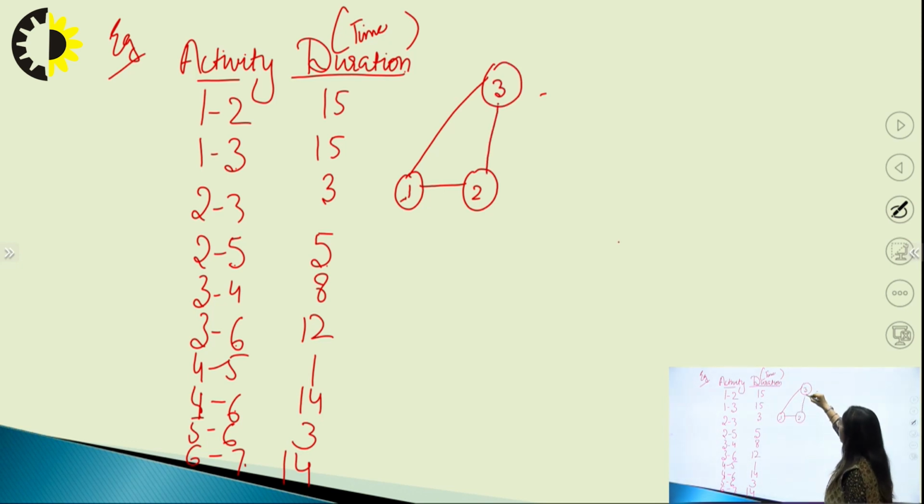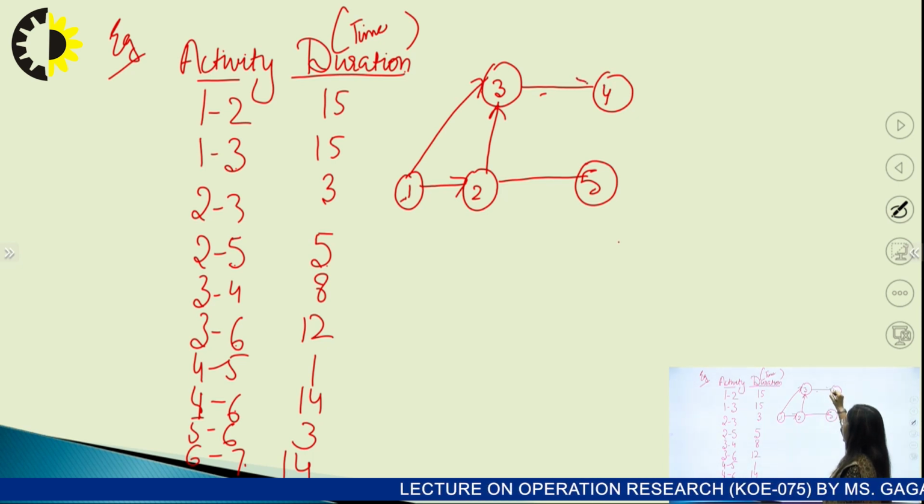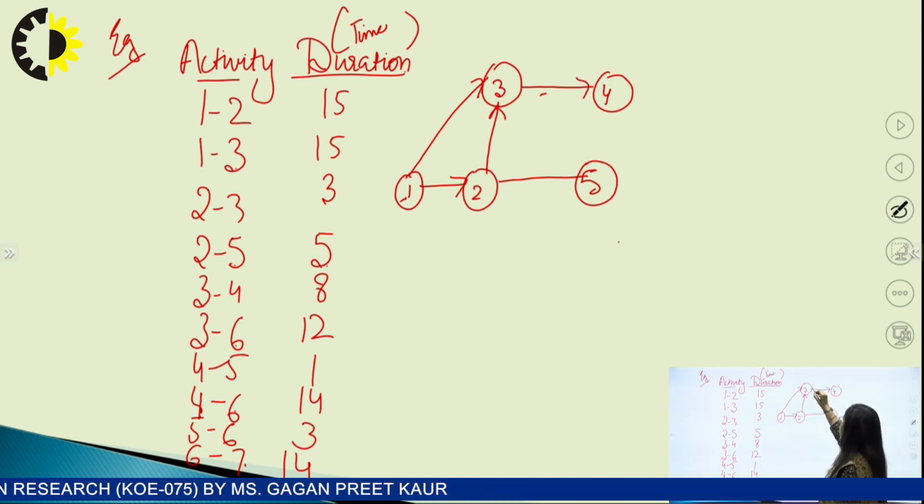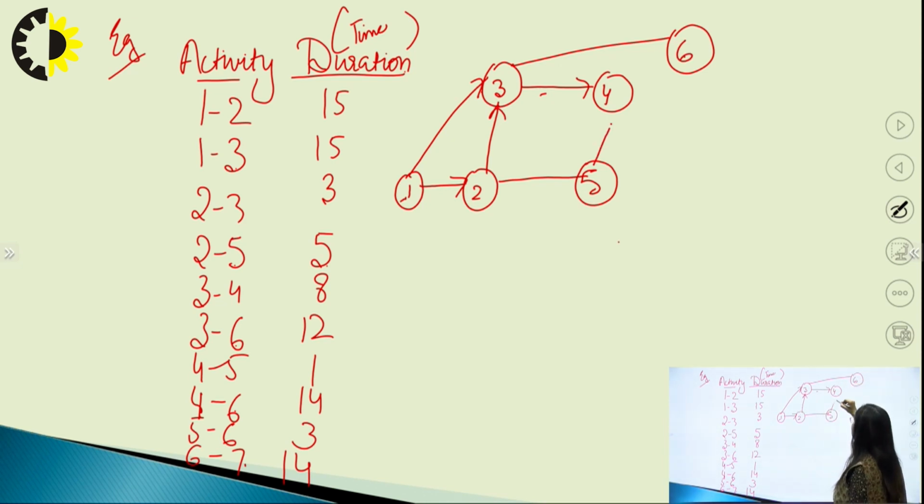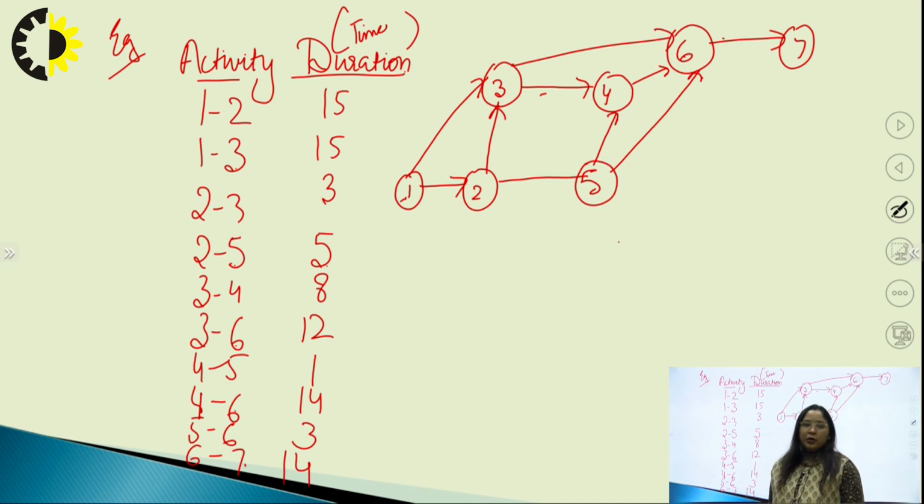Now 2, 3. Okay. Next is 2, 5, 3, 4, 3, 6, 4, 5, and 4, 6, and 5, 6, and 6, 7. In this way, the whole network is created.